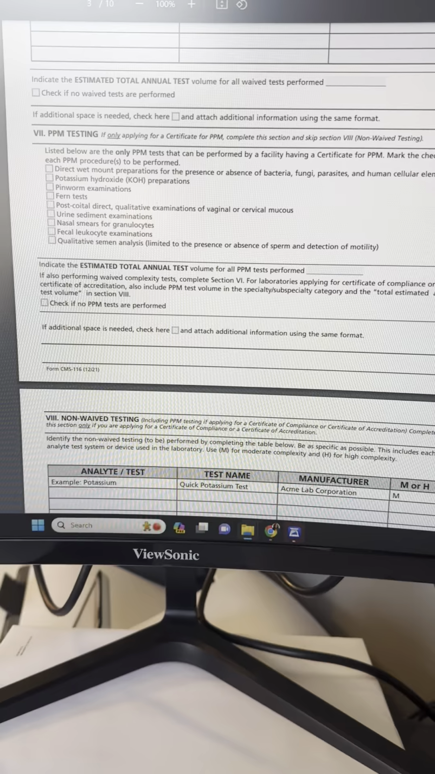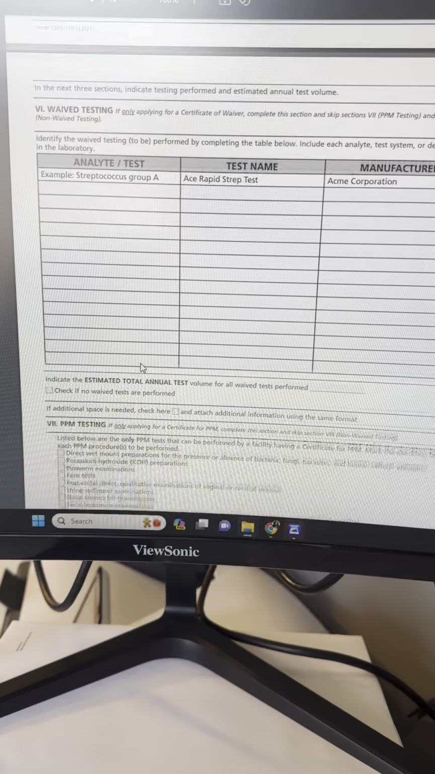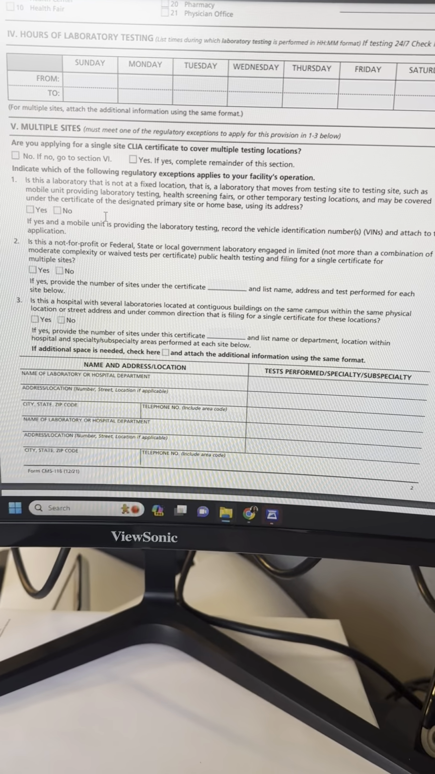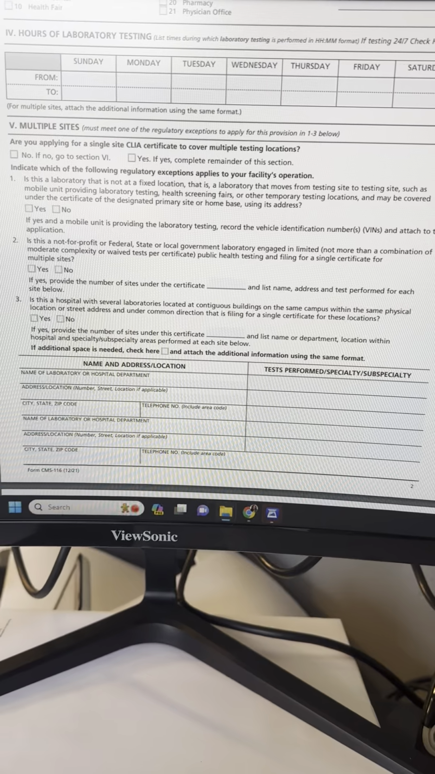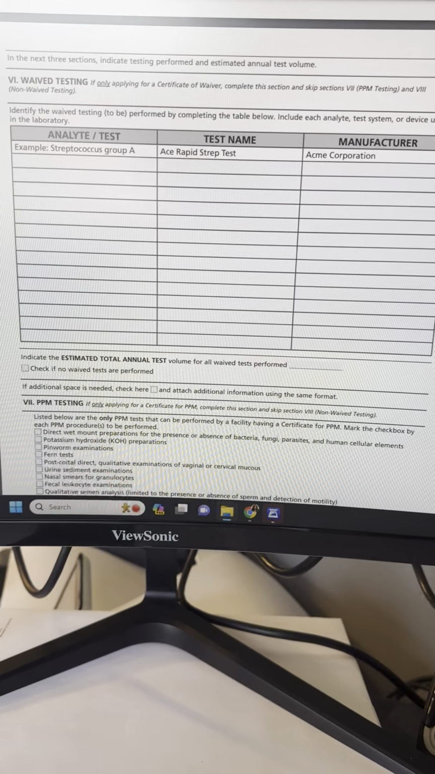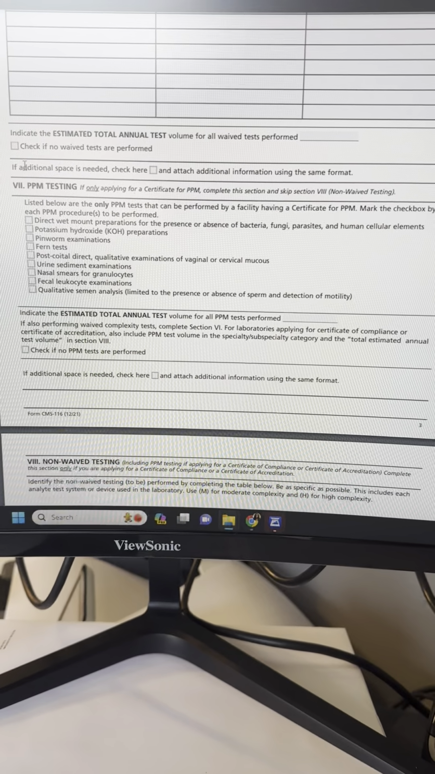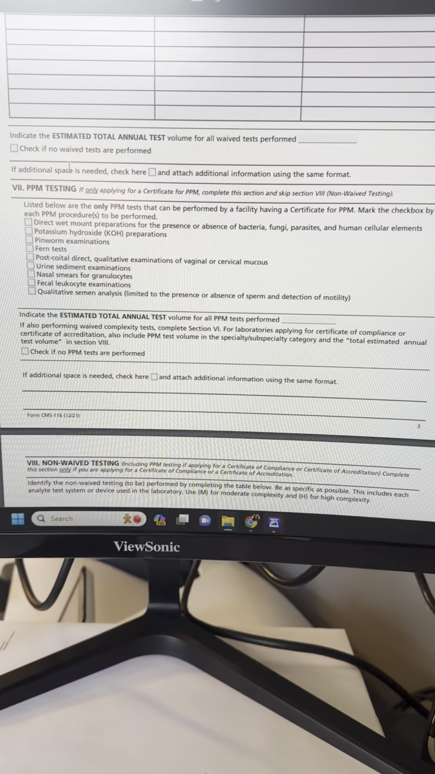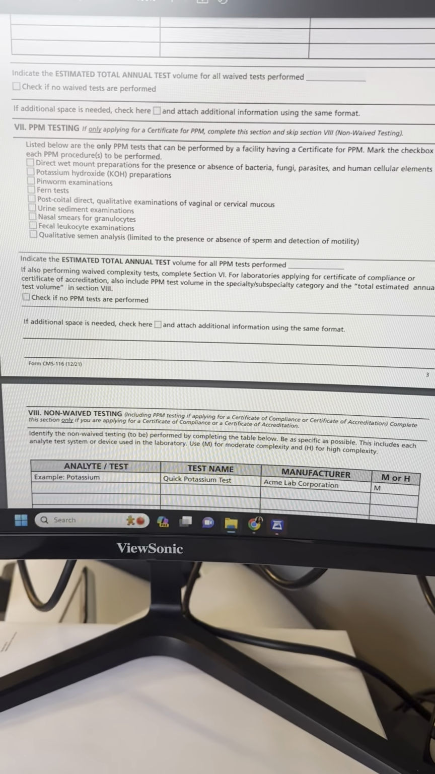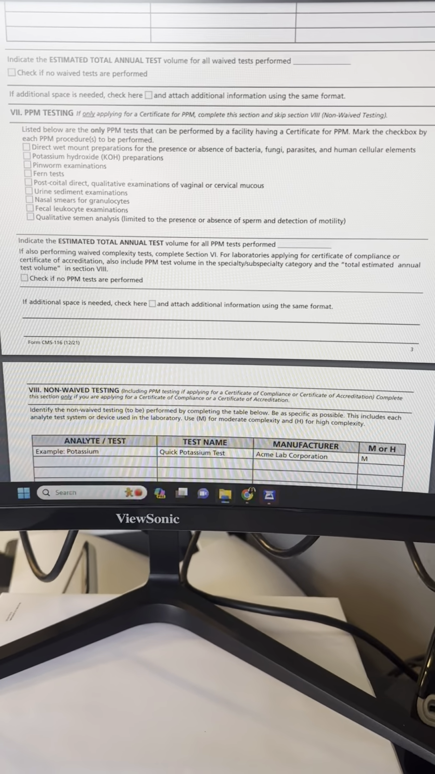Now, it says that next box, check if no waiver tests are going to be performed. So when you answered your question up here, and you're looking to do a single sole CLIA license, you're going to have a waiver license. So do not check that box, because you're going to do waiver tests, okay? Well, that's what I did. Again, I'm not advising anyone. Let me just tell you what I did.